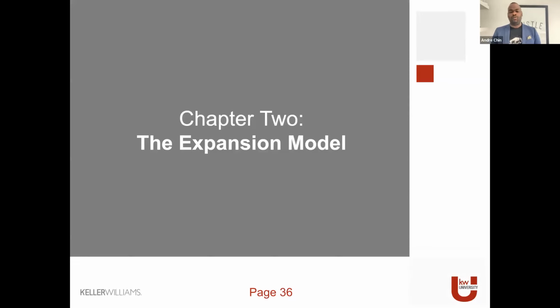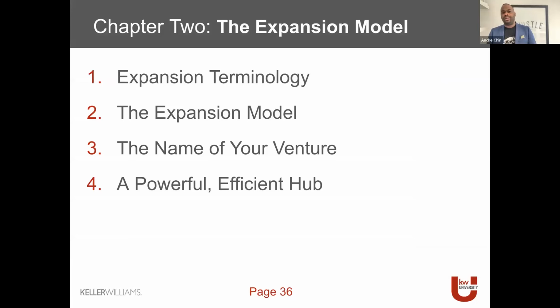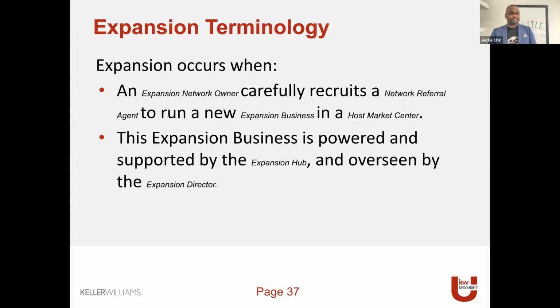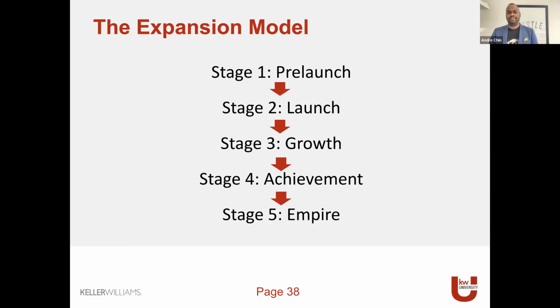So now let's talk about what that model looks like. We're going to cover the expansion terminology, the model itself, naming your venture, and then talking about a powerful, efficient hub. Number 4 here is really critical to this. So expansion occurs when an expansion owner carefully recruits a network referral partner or agent to run a new expansion business in a new market center. Now, this expansion business is powered by and supported by the expansion hub and typically overseen by the expansion director.